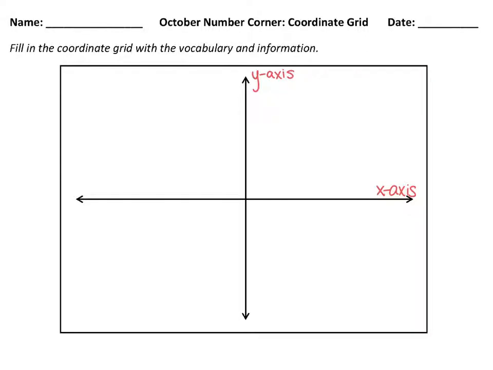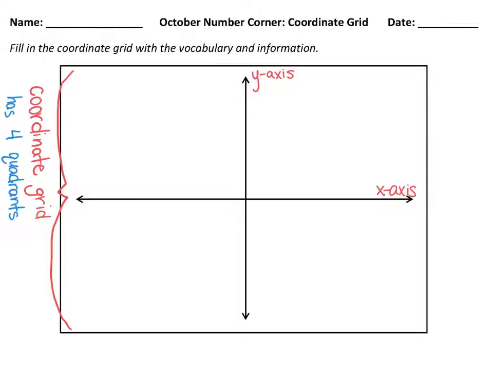Alright, together the x-axis and the y-axis create a coordinate grid. So, this whole thing is called a coordinate grid. C-O-O-R-D-I-N-A-T-E. Alright, a coordinate grid has 4 quadrants. The letters Q-U-A-D, quad, mean 4. So go ahead, write that down. Pause the video if you need to.